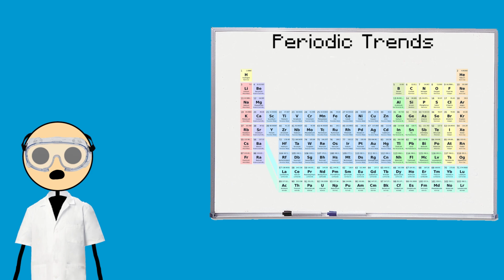Atomic size increases as you go down and left of the periodic table. Ionization energy and electronegativity both increase the more you go up and to the right of the periodic table. Lastly, cation and anion size decrease as you go to the right of the periodic table.